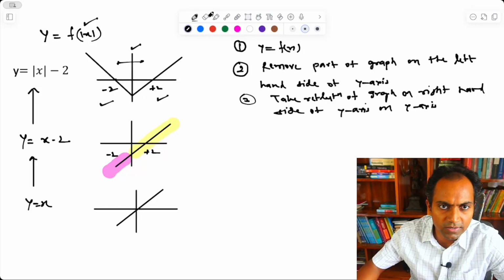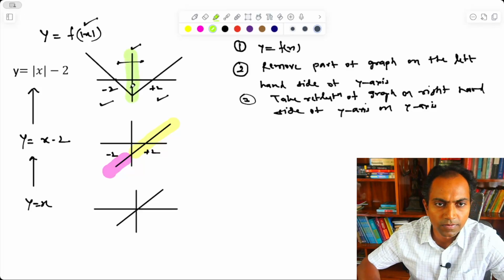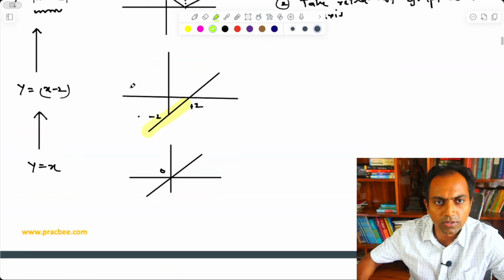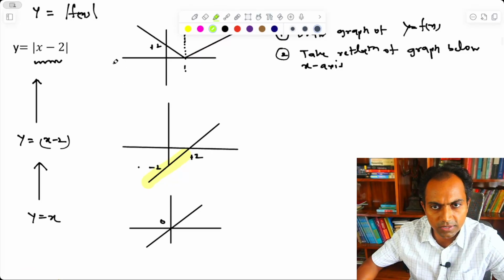So, what I have said is very simply remove the pink part, and the yellow part that we have, we need to take reflection over y-axis. Interesting thing to observe is that in this case the reflection happened over y-axis. In the earlier case, the reflection happened over the x-axis. This is something that is very fundamental and we should always remember.